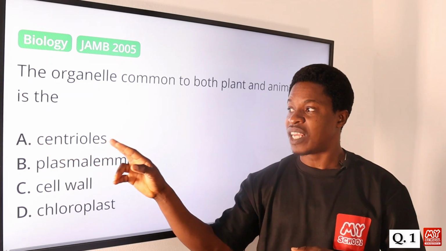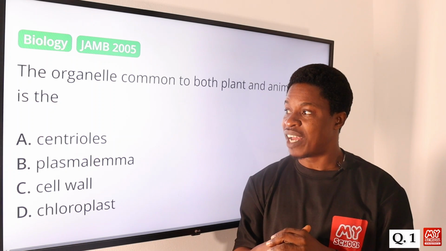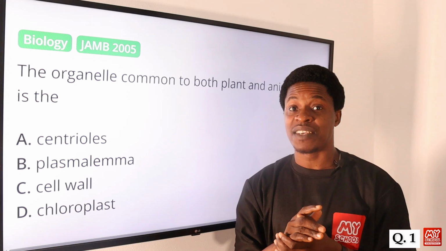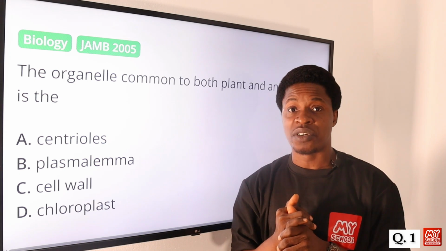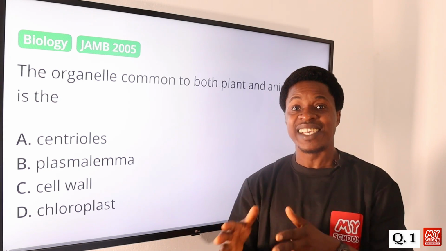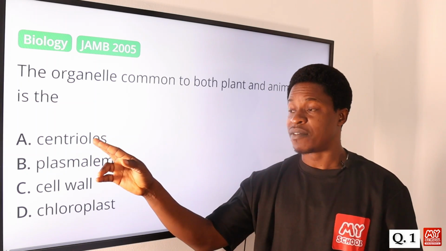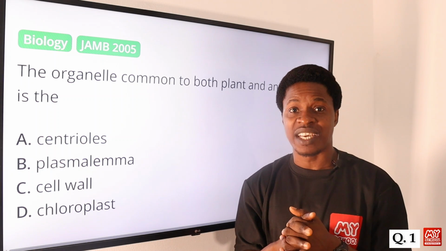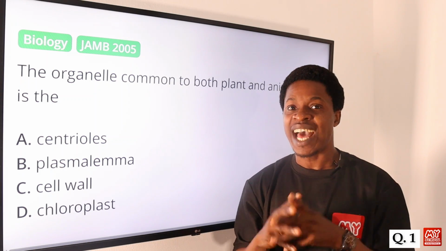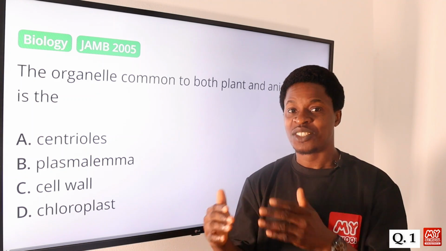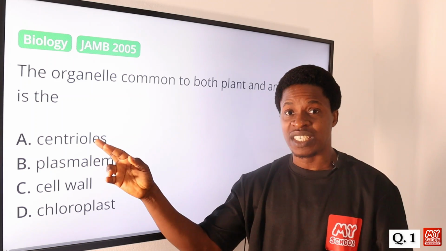Then centrioles. Yes, we know that centrioles is useful in cell division. It plays a very crucial role in cell division, separating the fibers of the chromosomes in cell division. We have them common mostly in animal cells. We don't have them much in higher plants, but because we have them in lower plants, we can say that it's common in both plant and animal.